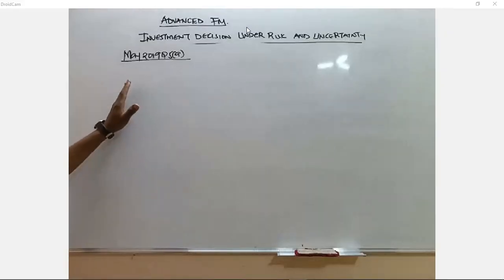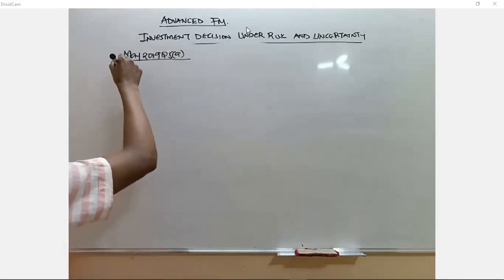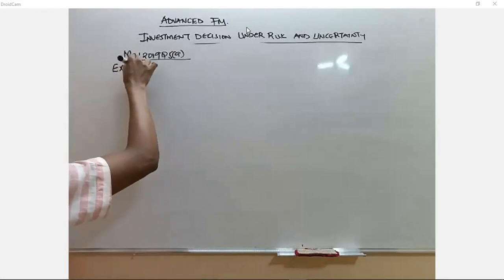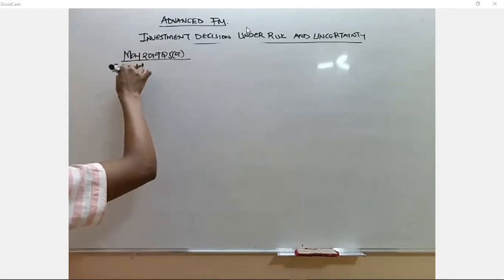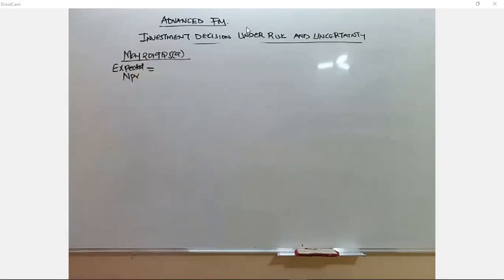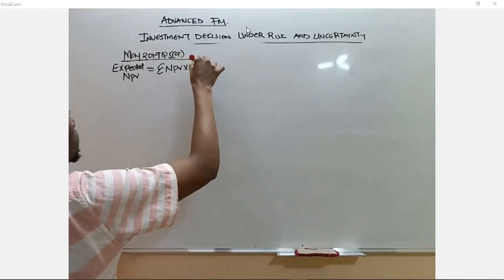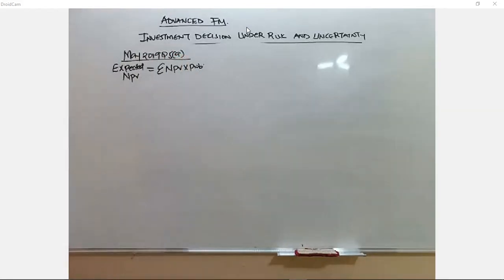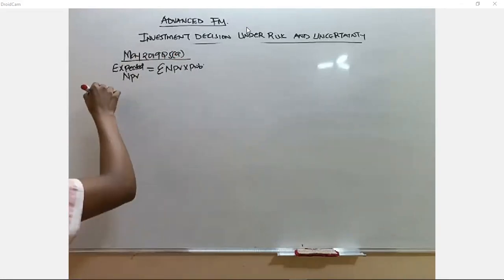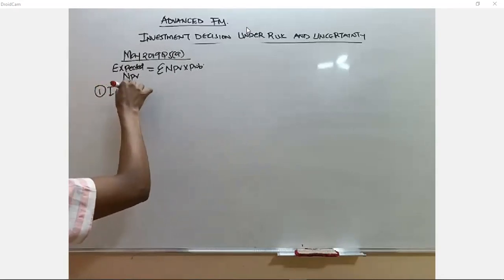When the examiner is asking you to calculate anything expected, take the actual and then multiply it with the probabilities. The examiner is asking us to calculate the expected net present value. So how am I going to get it? It's very simple. I just take the summation of NPV, then multiply by the probabilities. So the first step we have to follow is to calculate our NPV. To calculate the NPV, the first thing is to determine our initial outlay.